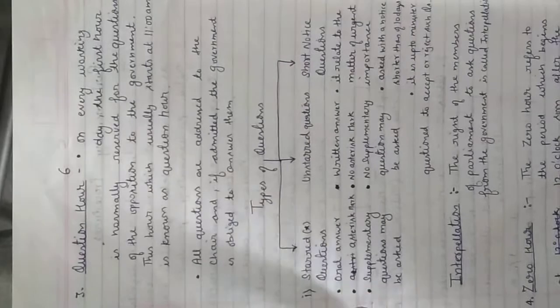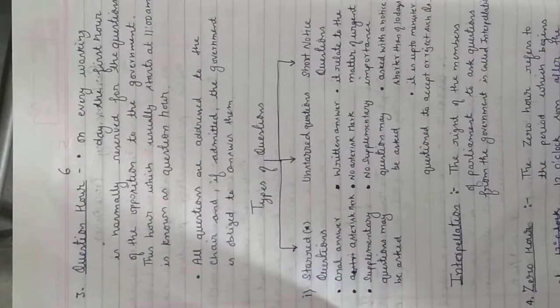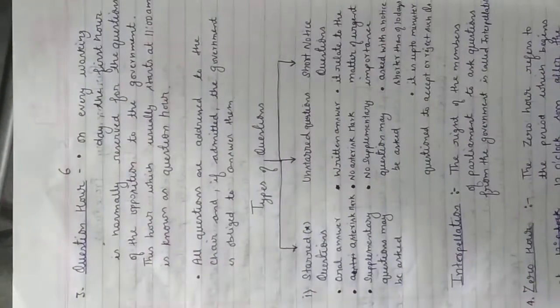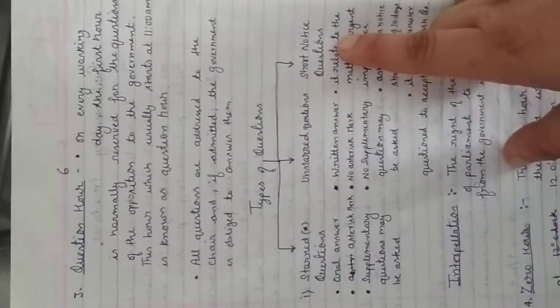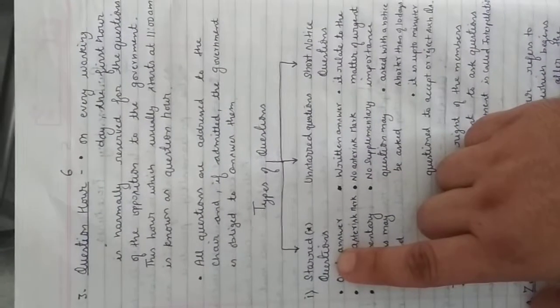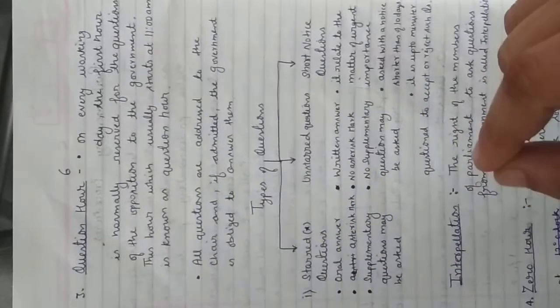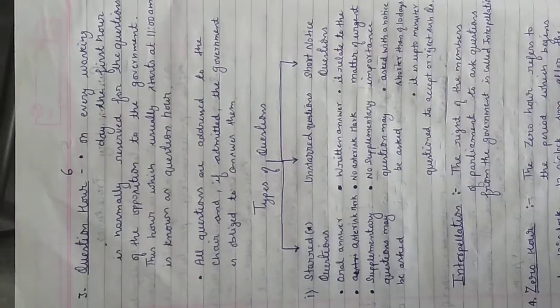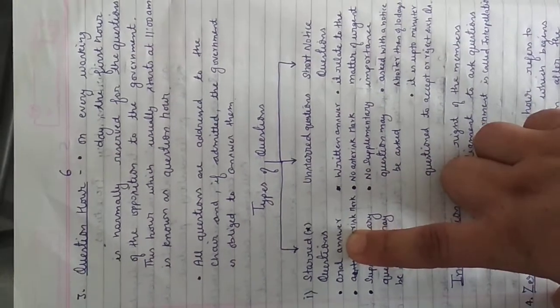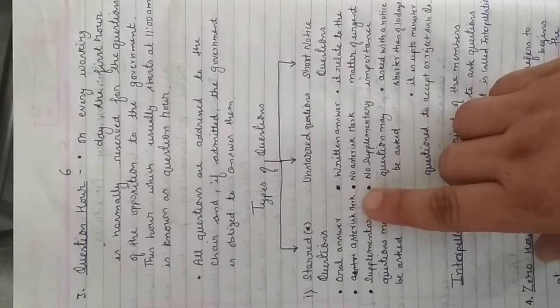Now, what is the way of asking questions in question hour, and how many types of questions are there? Basically there are three types of questions: starred questions, unstarred questions, and short notice questions. Starred questions are the questions which have an asterisk mark on them, and these questions are supposed to be answered orally, not in written form.